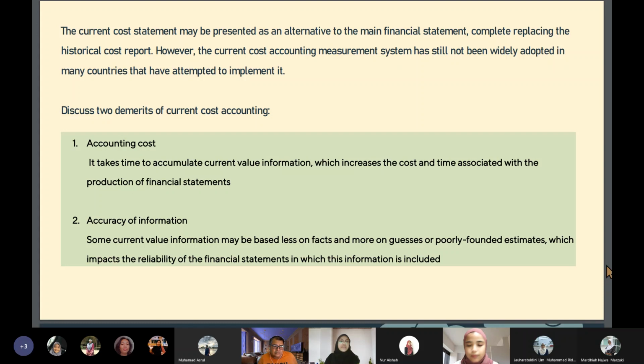Firstly is accounting cost. It takes time to accumulate current value information, which increases the cost and time associated with the production of financial statements. Secondly, the accuracy of information, as some current value information may be based less on facts and more on guesses or poorly founded estimates, which impacts the reliability of the financial statements in which this information is included. So that's all from us. Thank you.